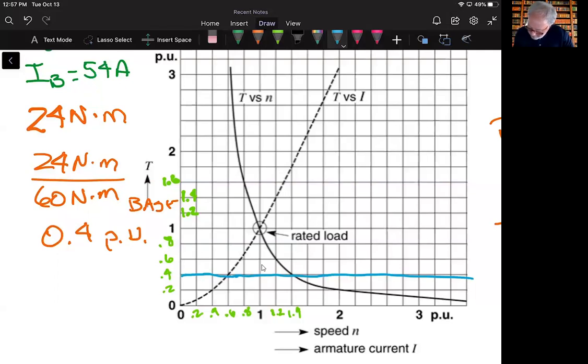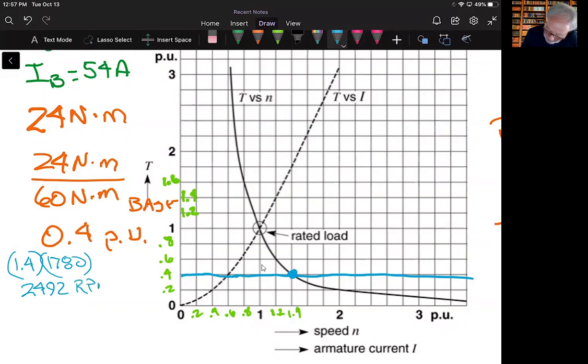And so, let's say we want to know the speed at that point. Well, if I follow this out and see where it intersects the torque versus speed curve, I see it at 1.4 per unit. So I write down 1.4, and the base speed was 1780. 1.4 times 1780 tells me that my speed at that point would be 2,492 RPMs. Okay, so it's going to be running above rated speed.